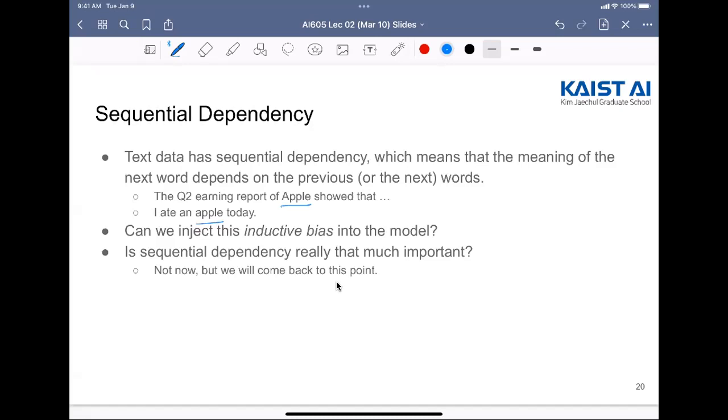Which means, can we design the model in a way that, how can we put this inductive bias into this model so that these models can be better suited for sequential modeling?